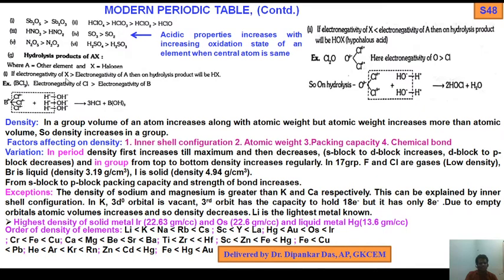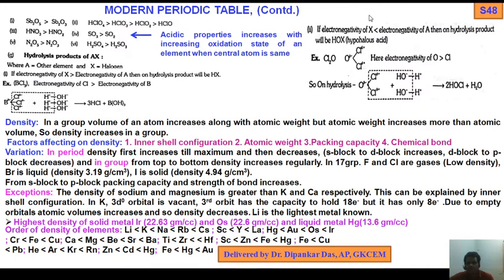Hydrolysis of product AX, where A means another element and X is a halogen. If electronegativity of X is greater than electronegativity of A, then the hydrolysis product will be HX. For example, BCl3: electronegativity of Cl is greater than electronegativity of boron. So this is the hydrolysis of BCl3, and this is the water molecules. We get 3HCl and B(OH)3.